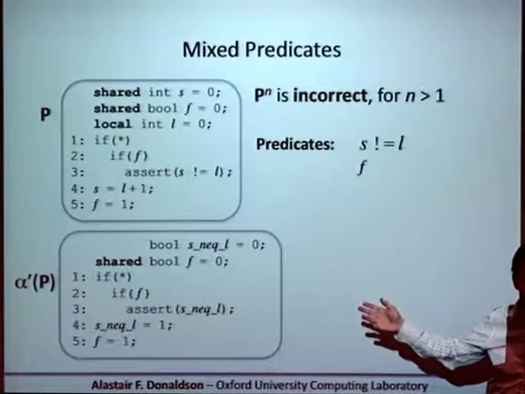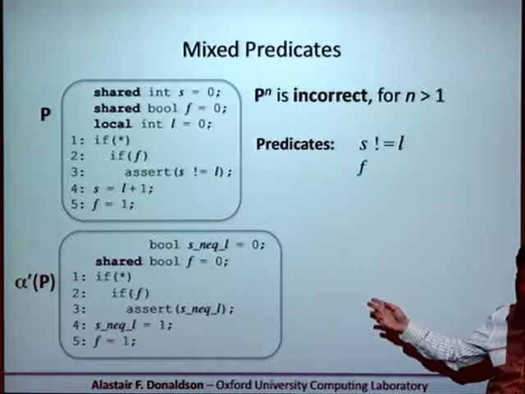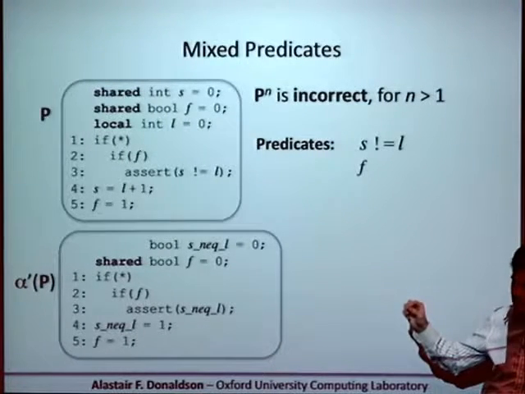Basically, I think I might have made a mistake in this example, but it's very easy to construct an example where if you represent these mixed predicates using shared variables, then you get unsoundness in the other direction. So if you don't mind, I'm going to skip over this because I don't want to spend ages figuring out the details. I think I've made it.